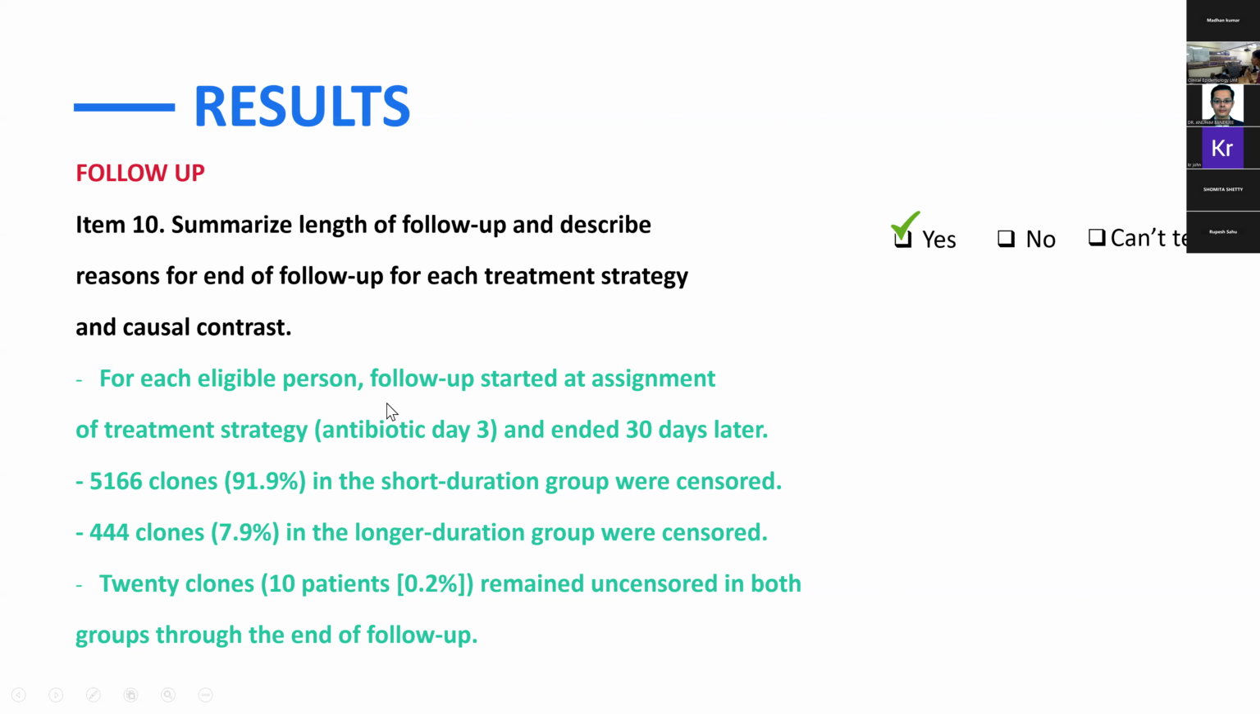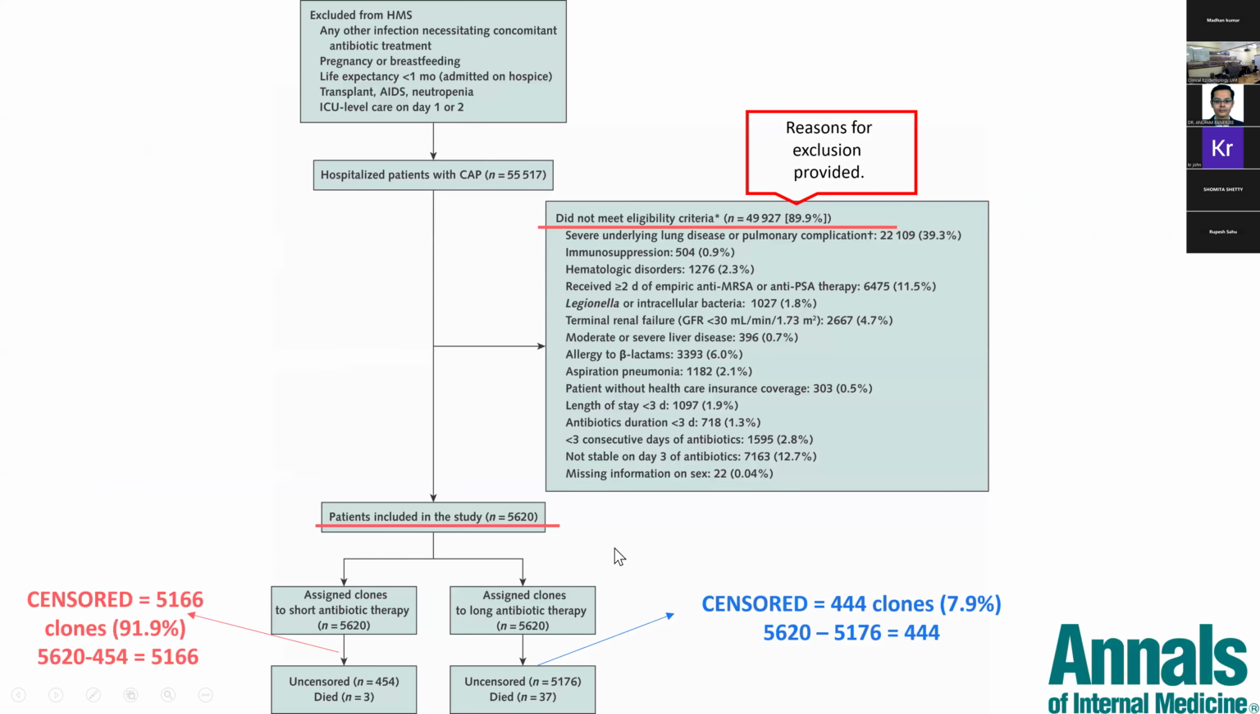91% in the short duration group was censored, and 7.9% of the clones in the longer course were censored, and 20 clones were remaining uncensored in each group. So, actually these 20 clones, I feel they should have made this 5630. 20 clones means 10 patients. I don't know why they didn't write that. But the truth is, it doesn't change here because you will minus 10 from both arms anyway. So, the total number will not change. Missing data for 22 patients again were excluded.